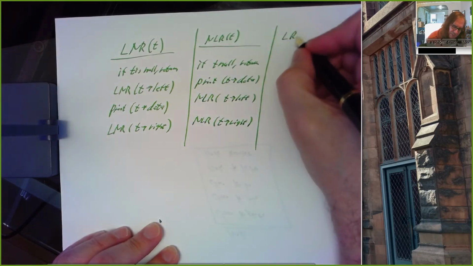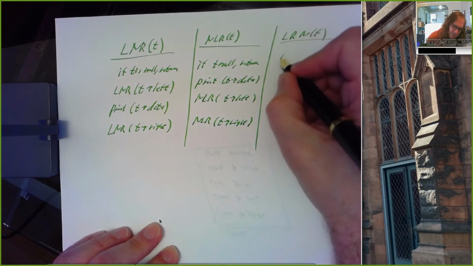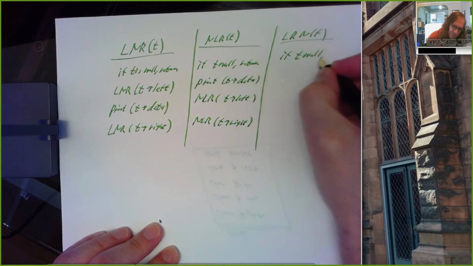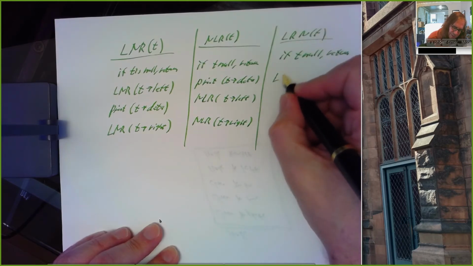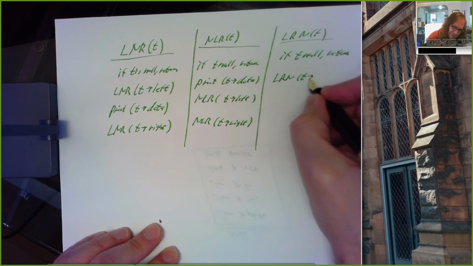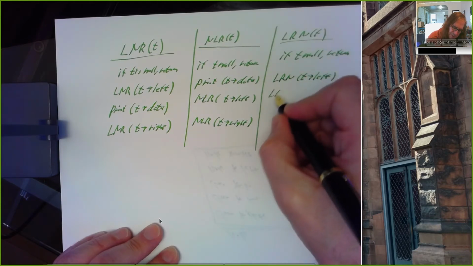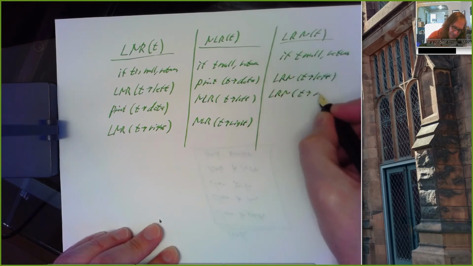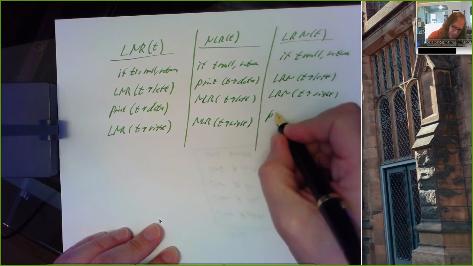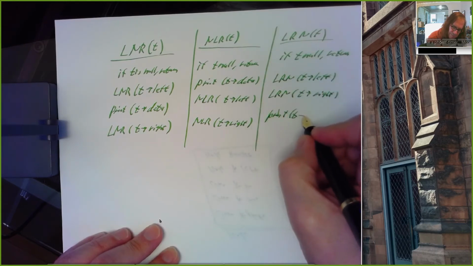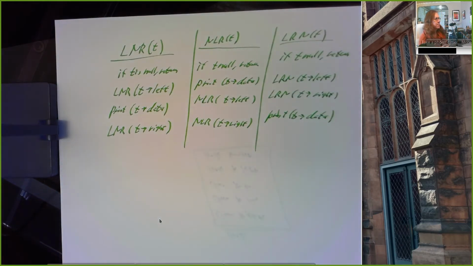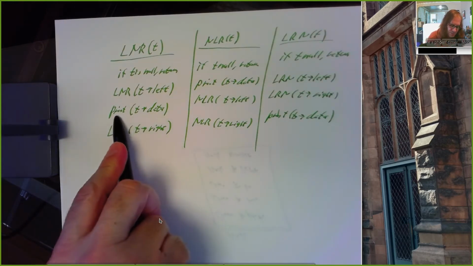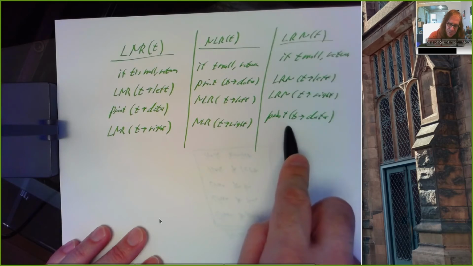And the post order, left right node, so if the root is null, return. Otherwise, do the traversal of the left, do the traversal of the right, and then print the root data. Exactly the same code, except that in order we print in the middle, pre-order we print first, post-order we print last.